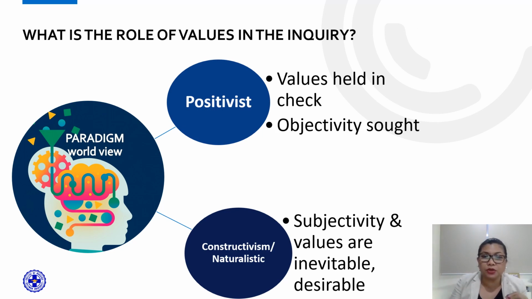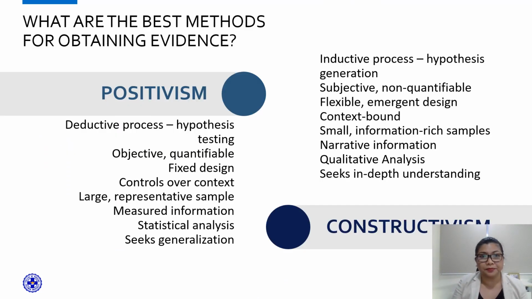Values. For the positivist, you have to put your values in check. That means whatever your opinions are, you have to set them aside. Objectivity is very, very important in the positivistic paradigm. Whereas in constructivist and naturalist, subjectivity is not frowned upon. As a researcher, you have your own values, you have your own subjectivity, and that's desirable. You cannot avoid it. It's inevitable. So, just a different way of looking at it.